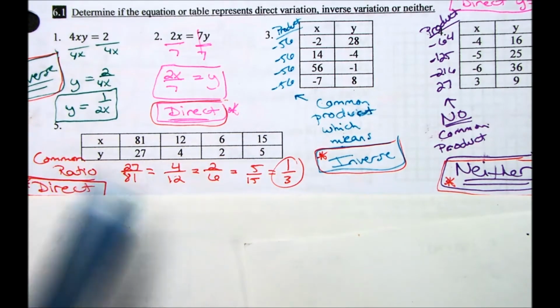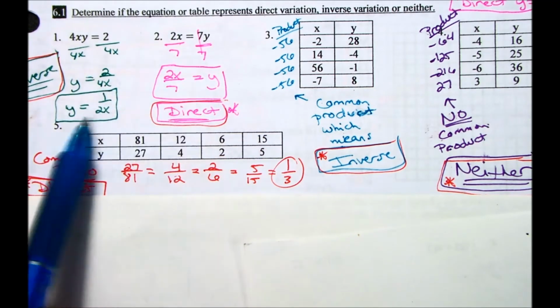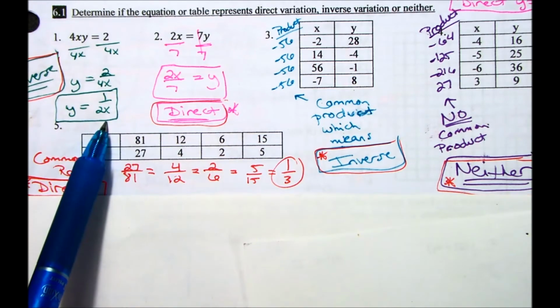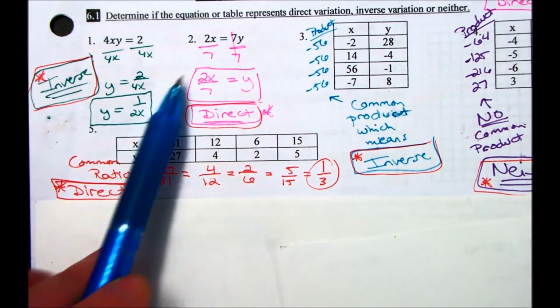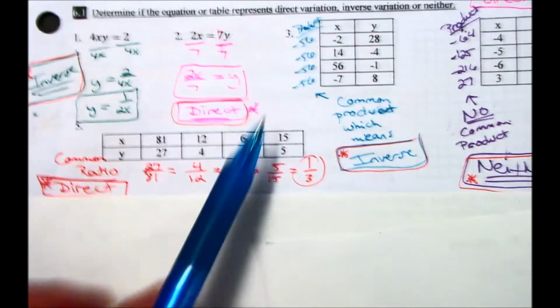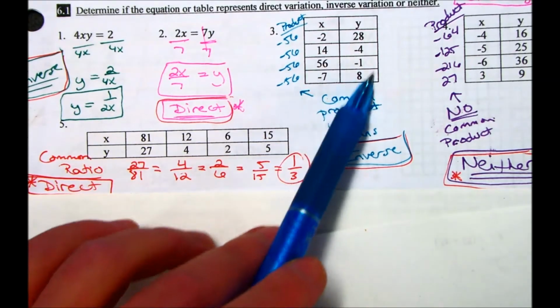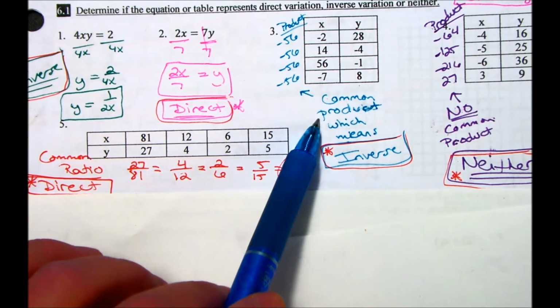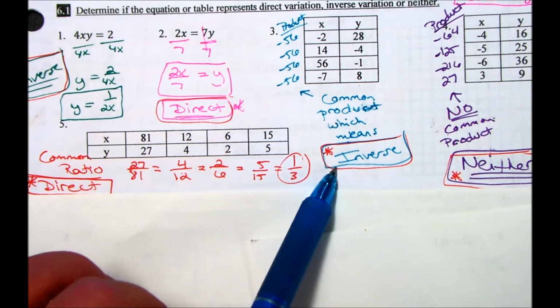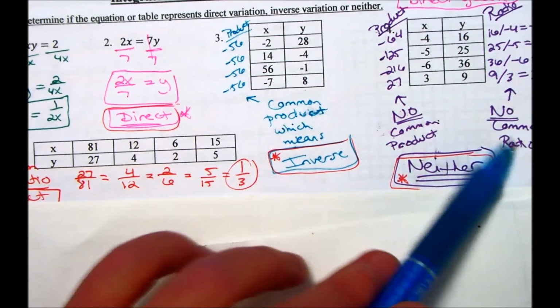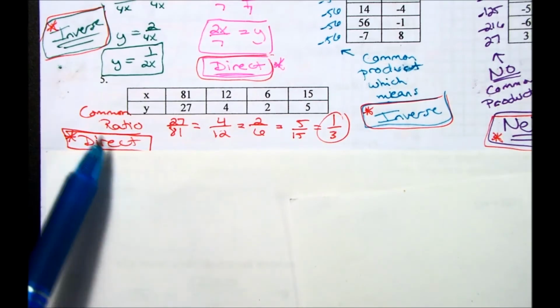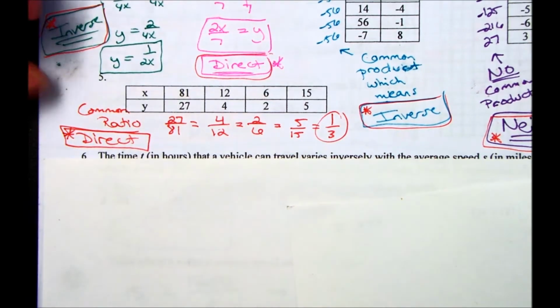All right, so hopefully that helps you understand the difference between direct and inverse. If you're given an equation, solve for y and look to see where the x is. If it's being divided, it's inverse. If the x is in the numerator, it's direct. But when you are given y's and x's, if there's a constant product or a common product, it's inverse. If there's nothing in common, then it's neither. If it's a common ratio, then it's direct.